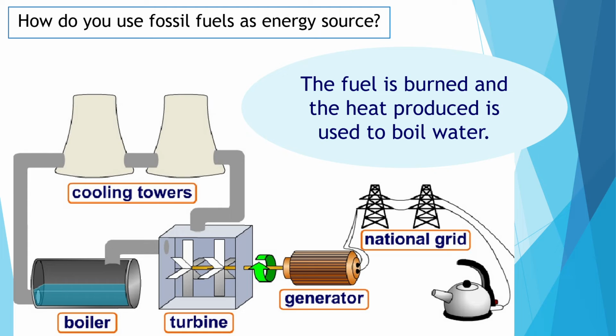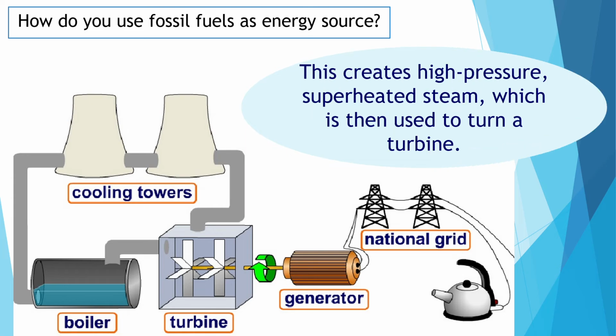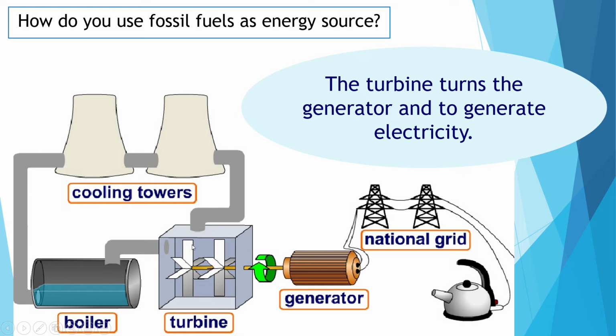Okay, how exactly do you use fossil fuels as energy sources? The fuel is burned and the heat produced is used to boil water. That starts in the boiler. So you burn the fuel and the heat is produced to boil the water. This boiling water creates high-pressure superheated steam, which is then used to turn a turbine. So from the boiler, it goes to the turbine, and the turbine then turns. So again, kinetic energy.